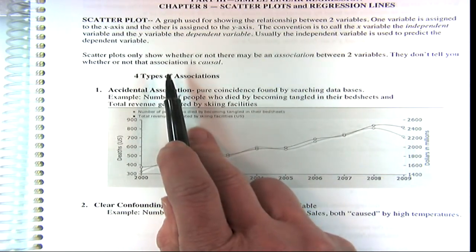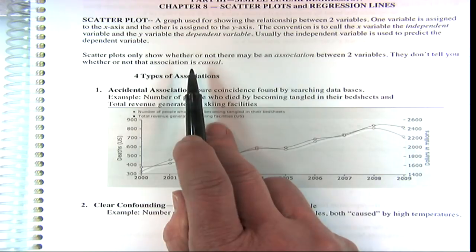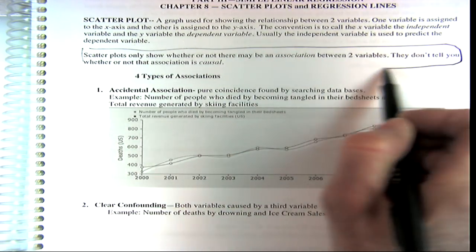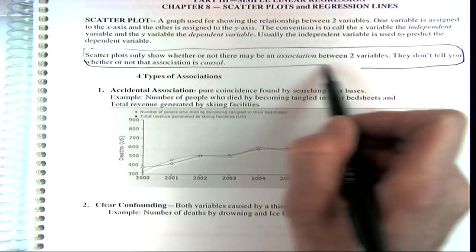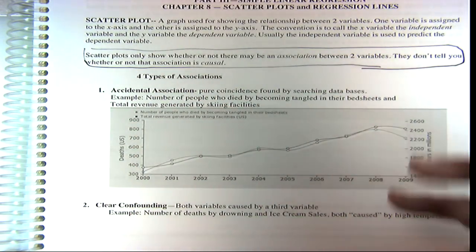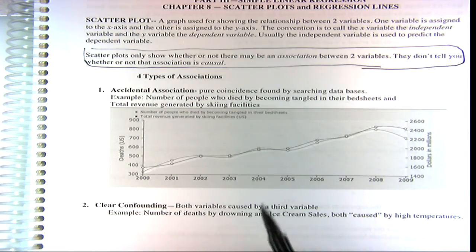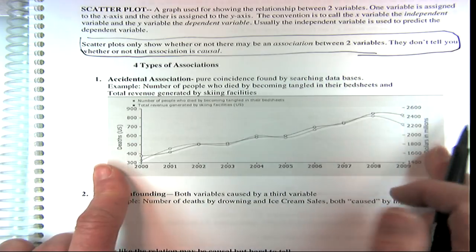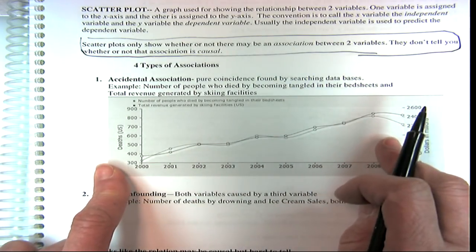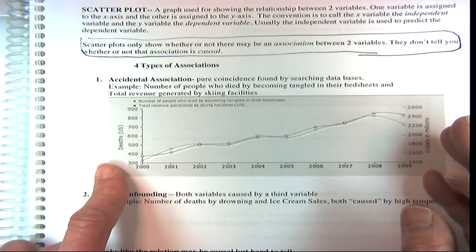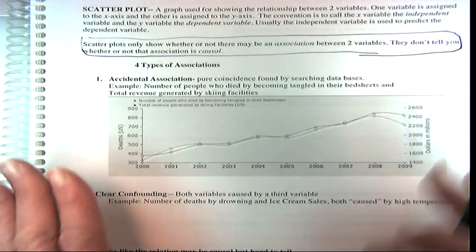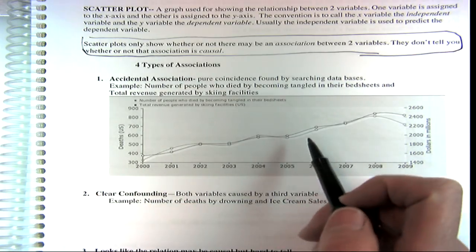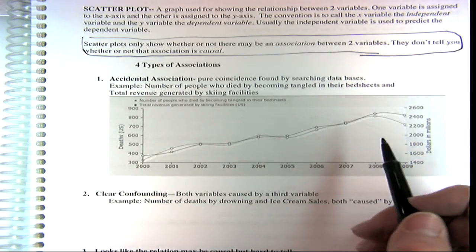So now, this is important. Scatter plots only show whether or not there's an association between two variables. They do not show you whether that association is causal. So basically, you can have these completely accidental, coincidental associations, just pure coincidence. There's a site with a ton of them I was just looking at, and we can look at it now, and they're pure coincidence.